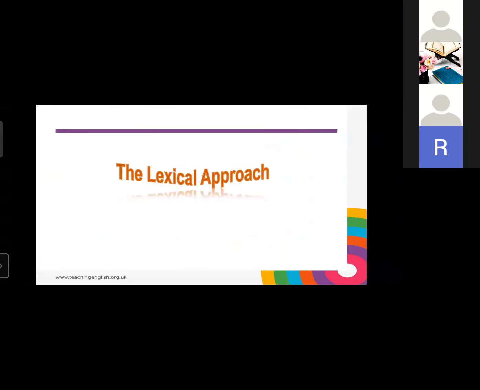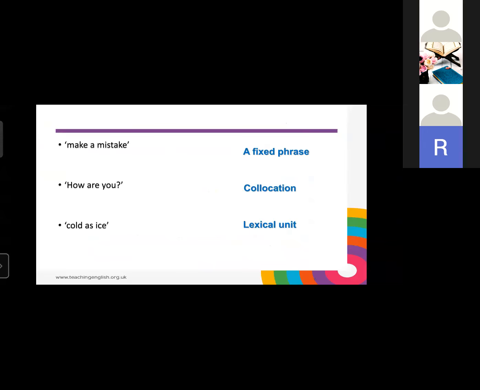So let's move to the third approach today, which is the lexical approach, okay? And lexical here, we have some kind of fixed phrase, collocation, lexical unit, okay? These are the parts of the lexical approach.